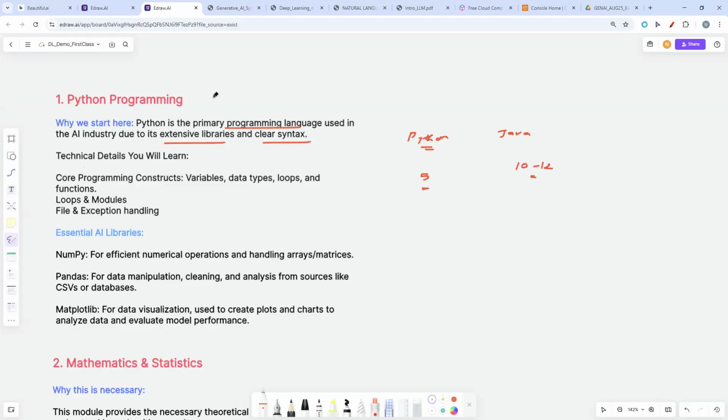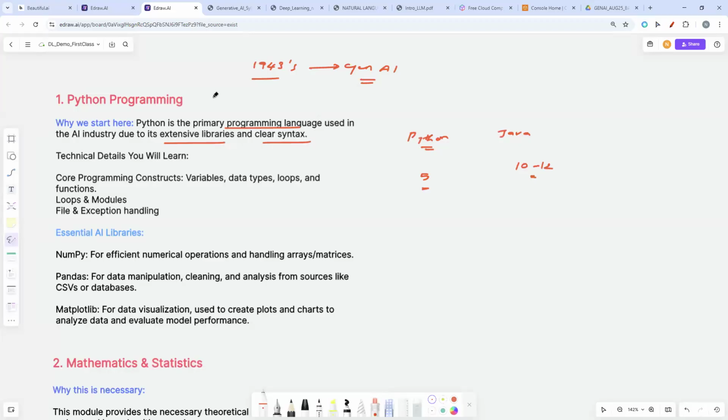And then it contains extensive libraries, right? What does it mean by extensive libraries? See, for generative AI, when you say artificial intelligence, it did not come all of a sudden. Artificial intelligence has been evolving since the 1940s, from 1943.